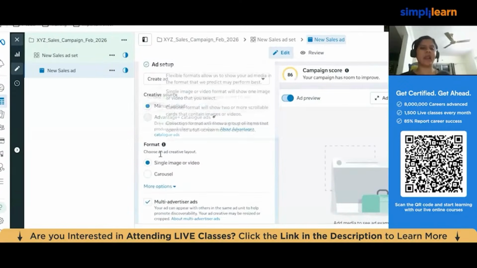Okay, now here you can create an ad. You can create a single image or a video ad. You can also create a carousel ad.